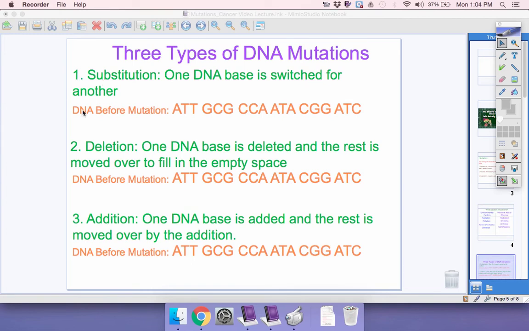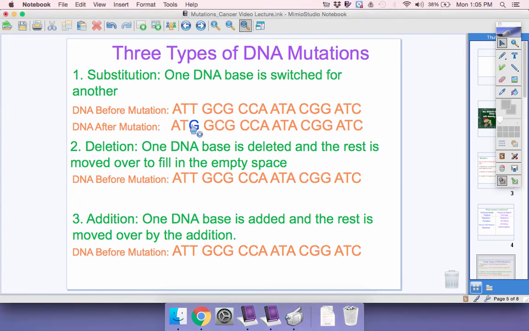There are three types of DNA mutations you need to know. The first one is substitution. Substitution is where one DNA base is switched for another. So if the original DNA read ATT, GCG, CCA, ATA, CGG, ATC, after a substitution mutation, you might have ATG, GCG, and so on. You see here that one DNA base, T, is switched with a G. That would be a substitution.